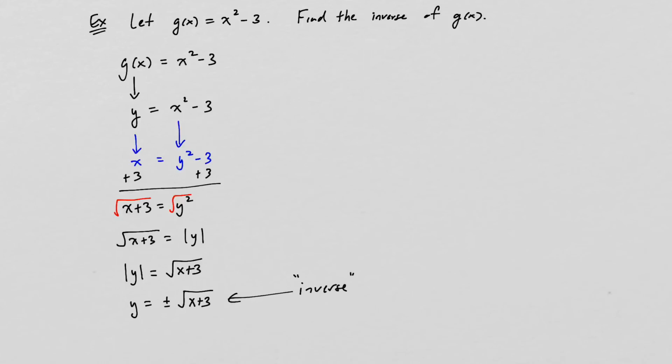However, there's something really important happening here. This is our inverse, but this equation is not a function. We didn't have that problem in our last example. It's not a function because, for example, let me make a little table of values here. So let's take the equation y equals plus or minus the square root of x plus 3. And let me just substitute a couple of values into this function.